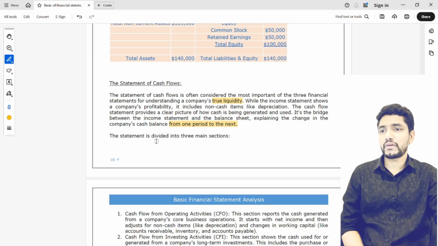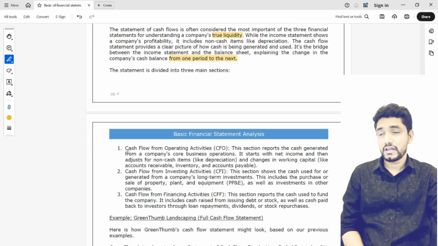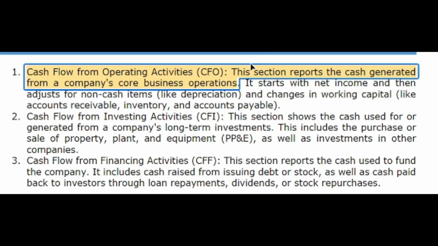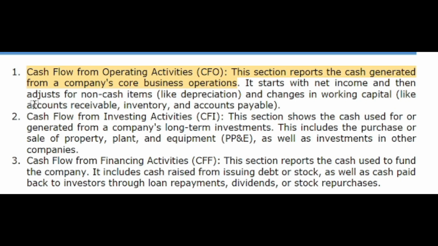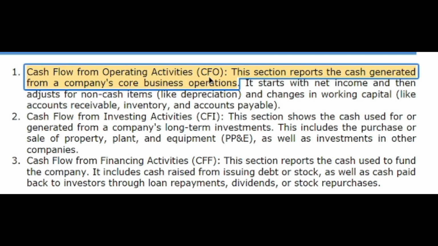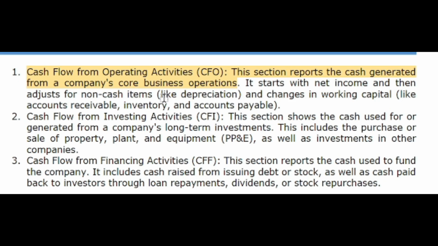The statement of cash flow is divided into three main sections. The first one is cash flow from operating activities. This section reports the cash generated from a company's core business operations. That is cash flow from operating activities.